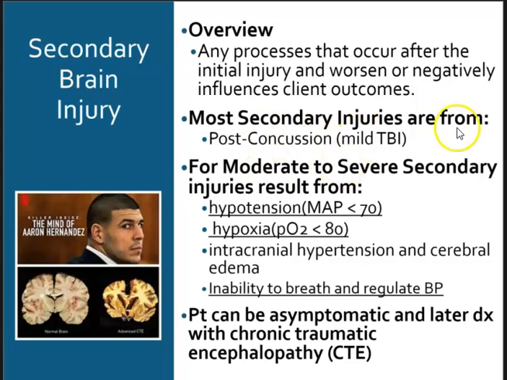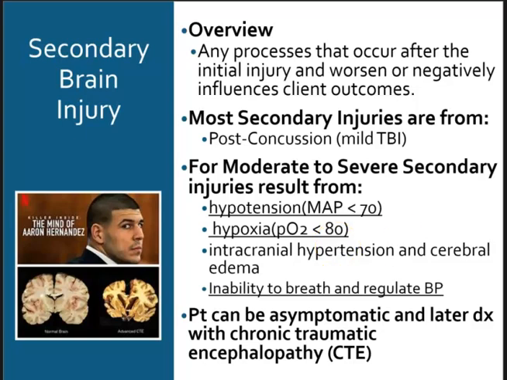Most secondary injuries are from a mild TBI or a concussion. For moderate to severe secondary injuries, you could see hypotension, so your mean arterial pressure starts to drop, hypoxia, you could see some ICP, you could see inability to breathe and regulate blood pressure. That is not going to be your concussion. That's going to be more of your severe head injury.